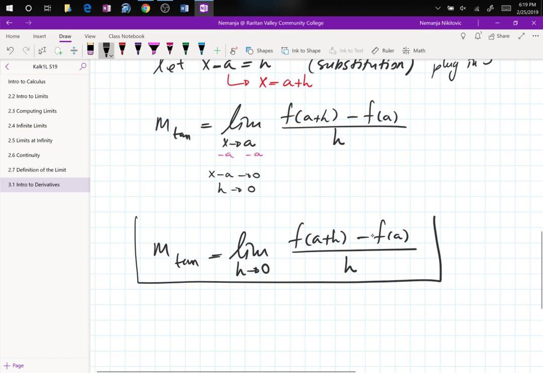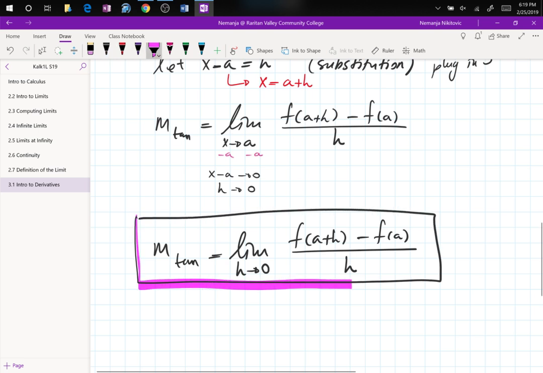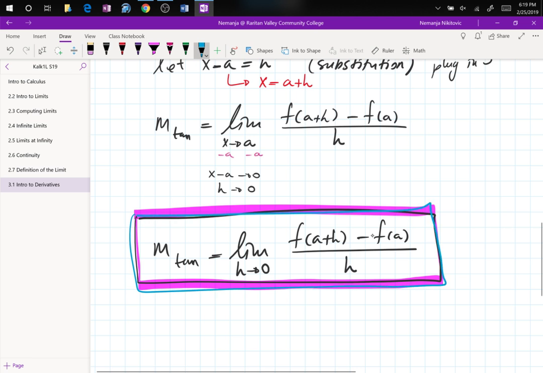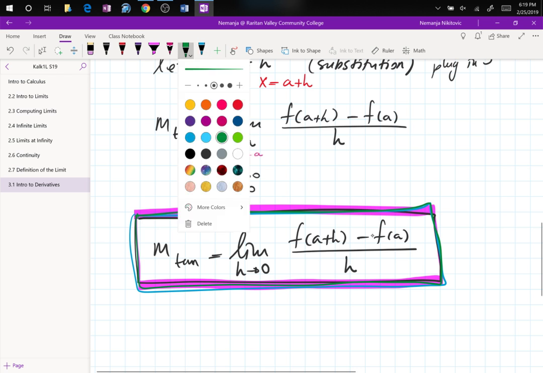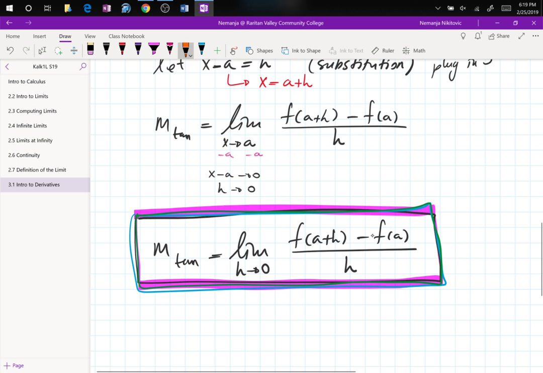Box it. Then highlight it. And then use another 2 colors. And green. Do we need orange? Yeah, we need orange. And put this.